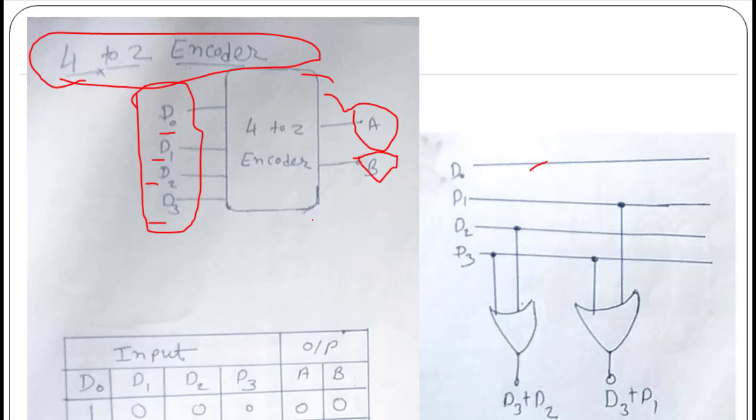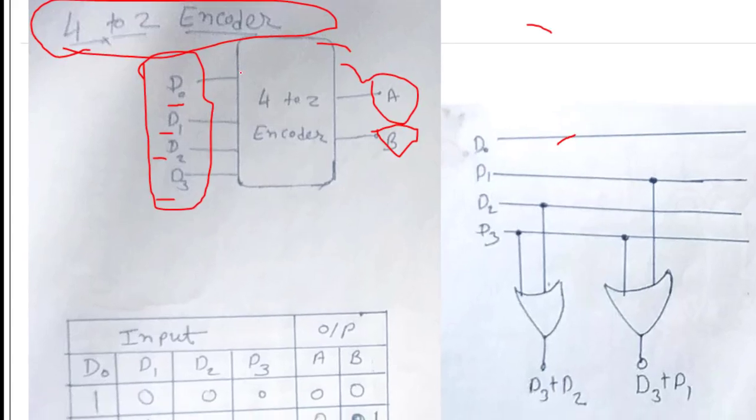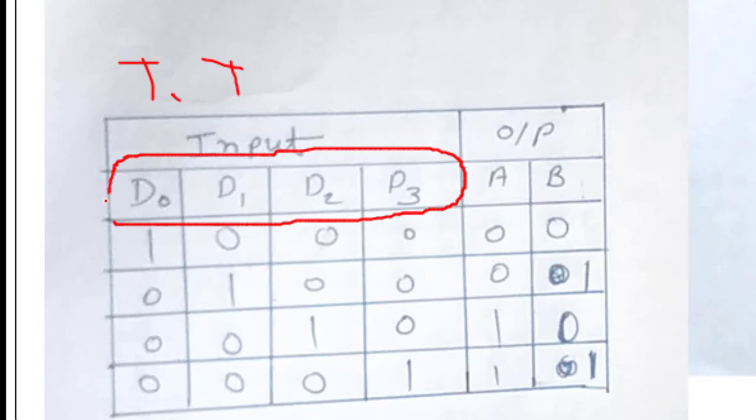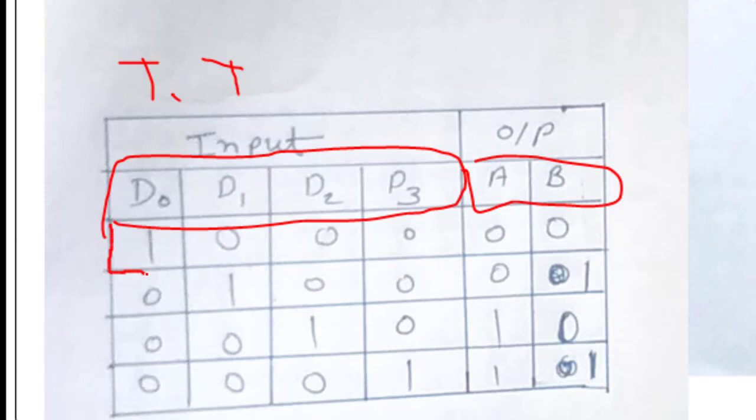Now let's see the truth table of this 4 to 2 encoder. So this is our 4 to 2 encoder and this is the truth table of the 4 to 2 encoder. We have 4 inputs D0 to D3 and 2 outputs A and B. The input is the same as the output of the decoder.